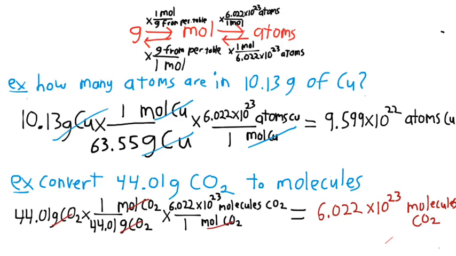If you were going to try to find atoms, you would multiply by one more fraction. On the bottom, you would put molecules to cancel out. On the top, you would put atoms. And on the bottom, you would put a 1, because molecules are bigger than the atoms. And on top, you would put 3, because 1 molecule of CO2 has 3 atoms.